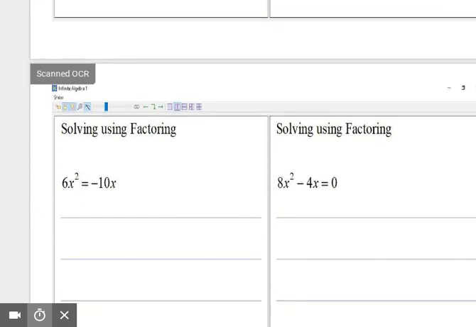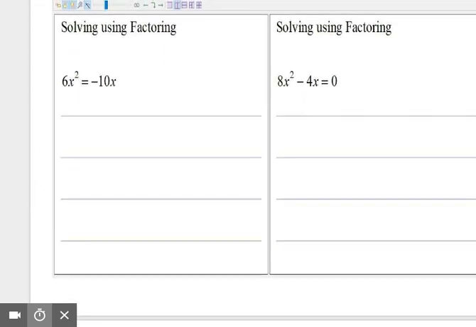Okay, let's do two more here. If the sub would please pause the video and give the students 5 minutes to complete these two problems.